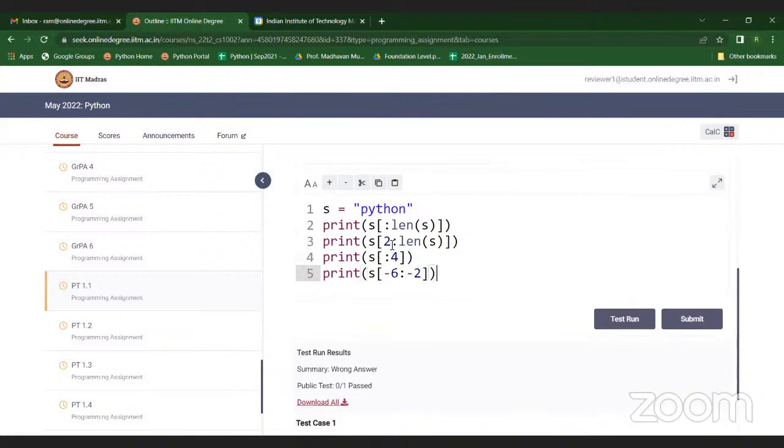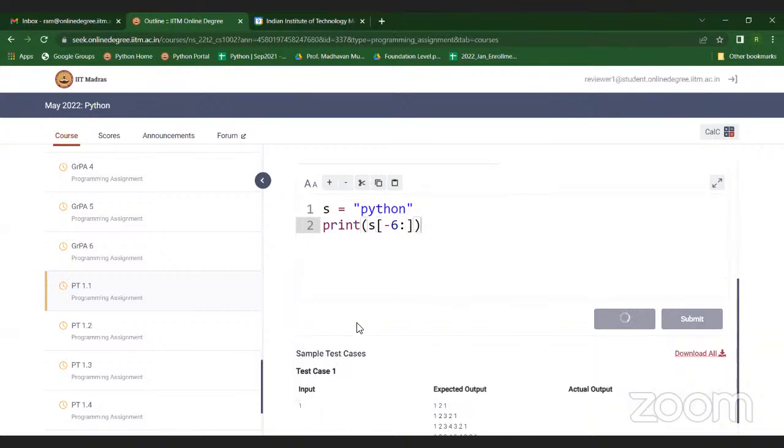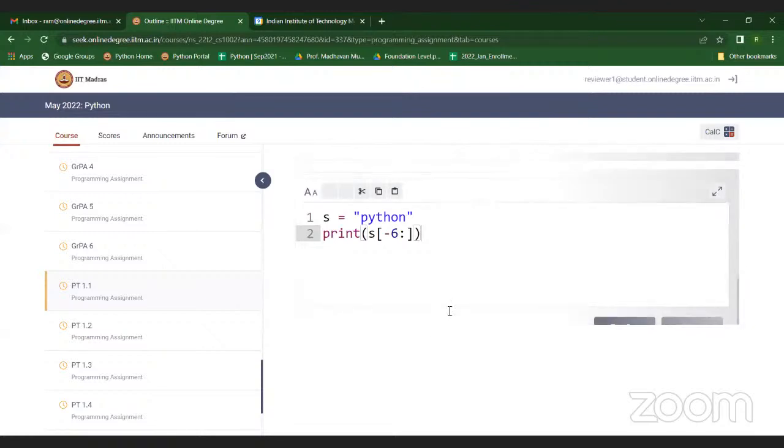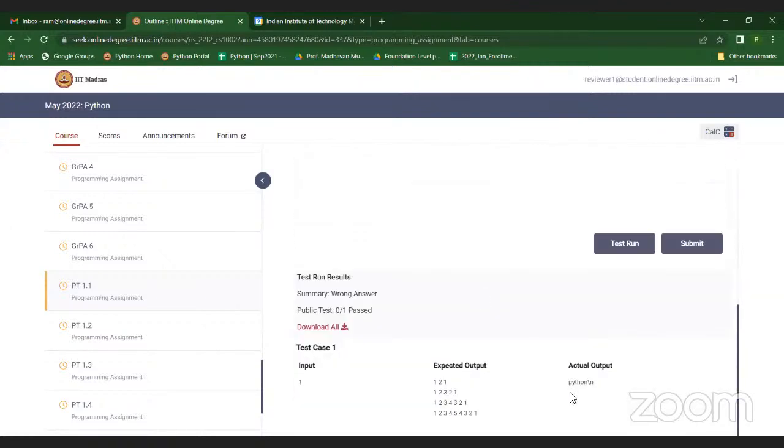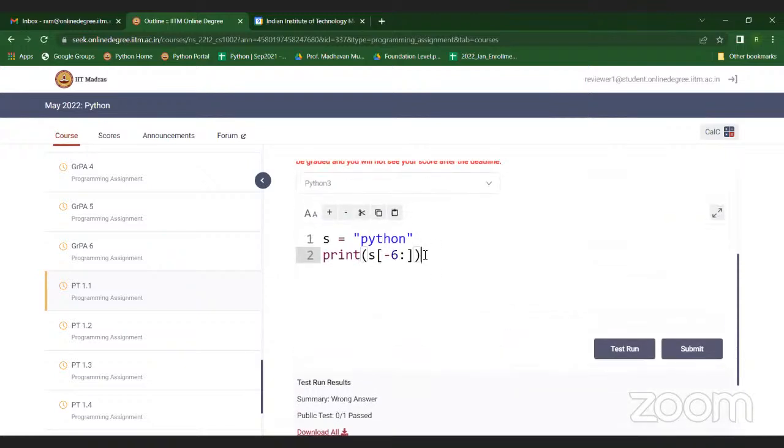Could you run only -6? I want to check how it's going to run. Don't include the -2, please. Just test run. This is going to print entire Python. But if you want to give the positive index instead of -6, you need to give 7, right? Instead of 6. That's my question.